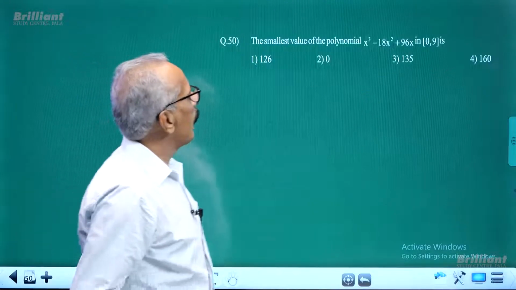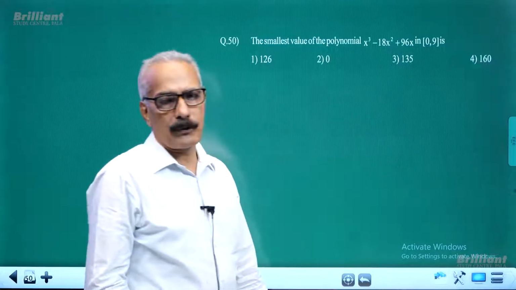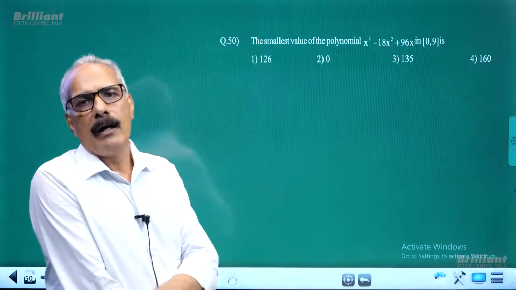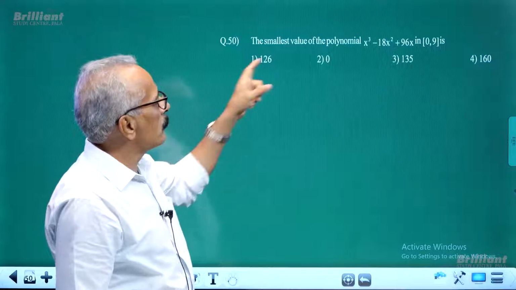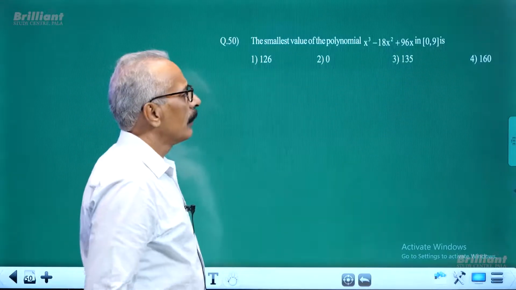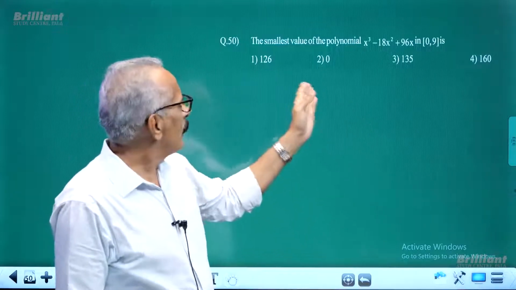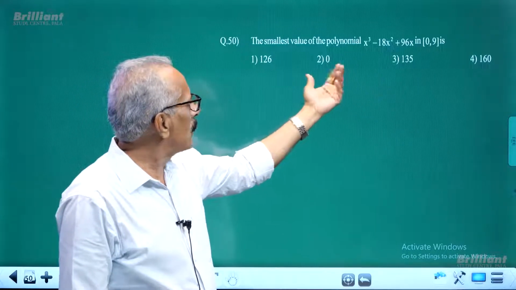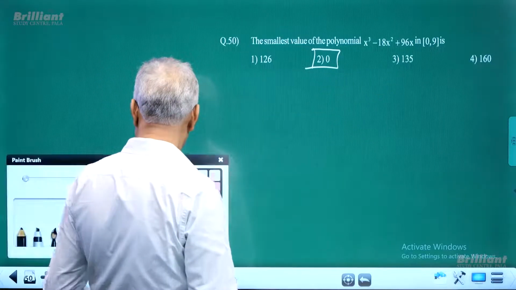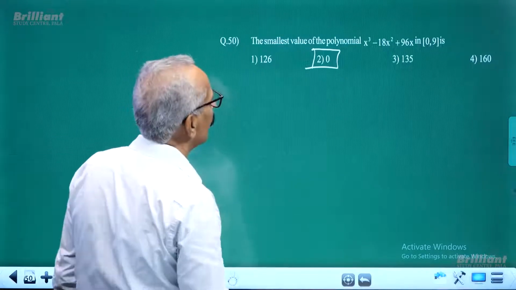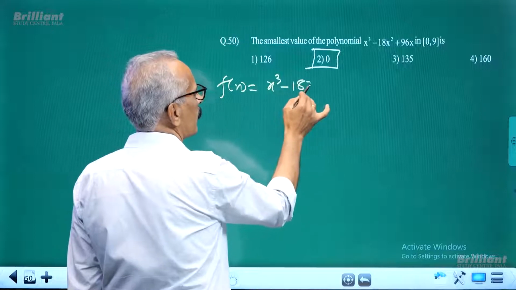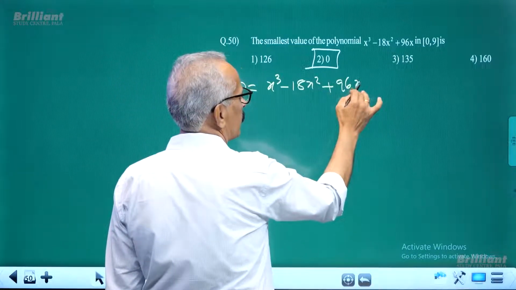The smallest value of the polynomial in 0 to 9. This is called the global maxima or minima, or absolute maxima or minima, or the range of this function when the domain is 0 to 9. At a glance, the smallest value can only be 0. Well, we'll solve it, no problem. So let's take our f of x. F of x is x cube minus 18x square plus 96x.